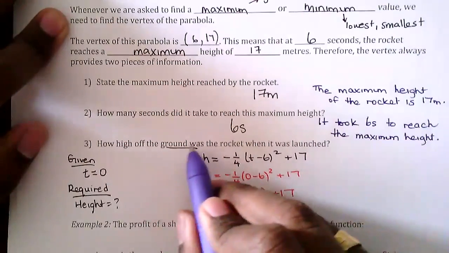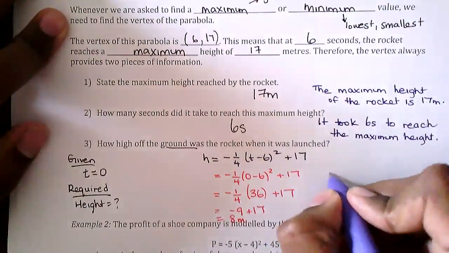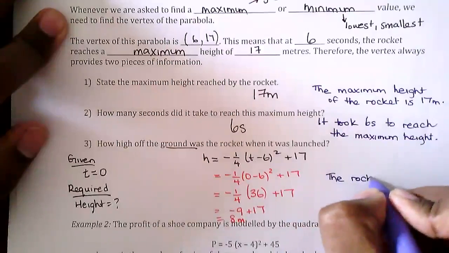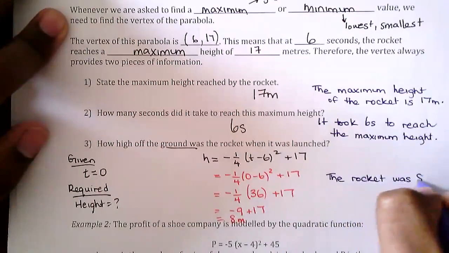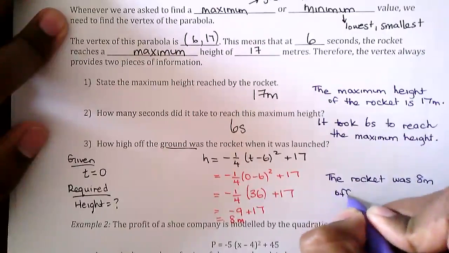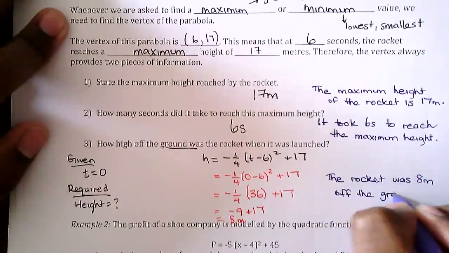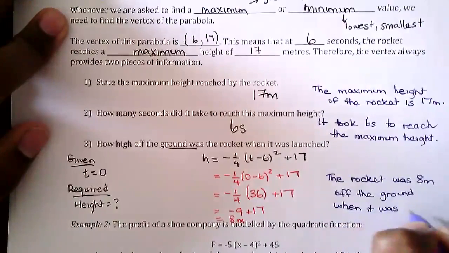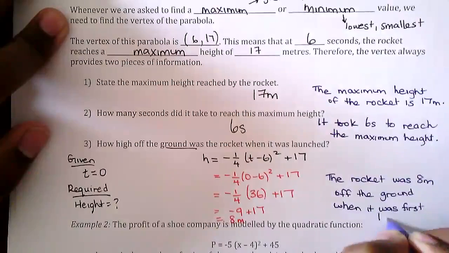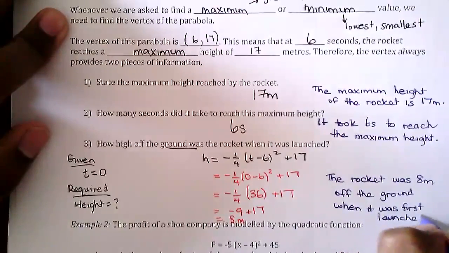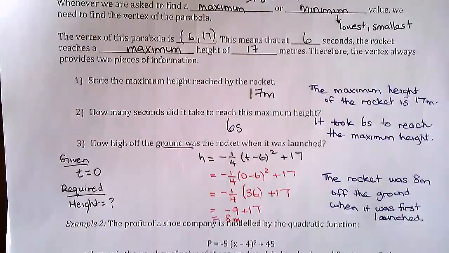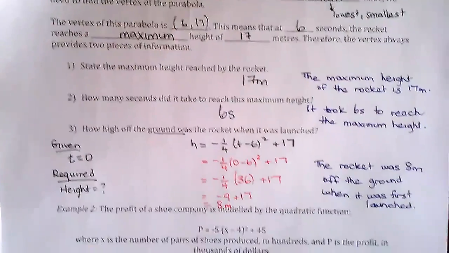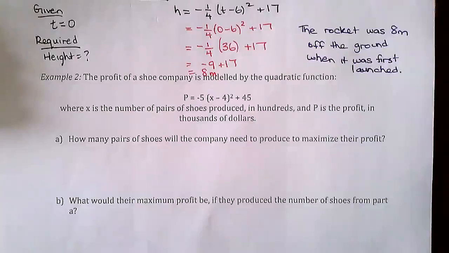And this question was, how high off the ground was the rocket when it was first launched? The rocket was 8 meters off the ground when it was first launched. Again, don't forget to write sentences for all of these questions because they are word problems. So far, all the questions we've seen were something to do with height and time. We're going to start a new type of question here, but it works in the exact same way.